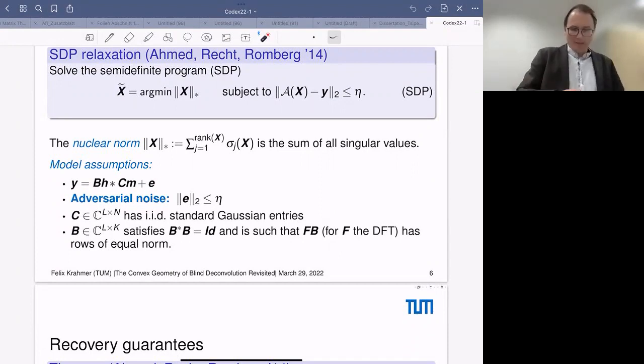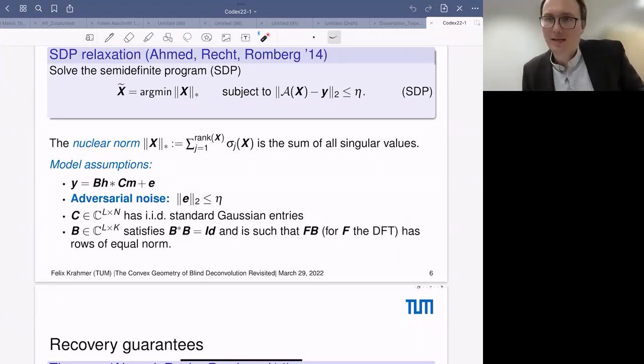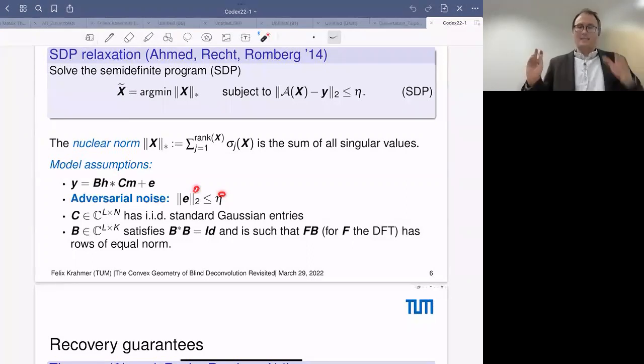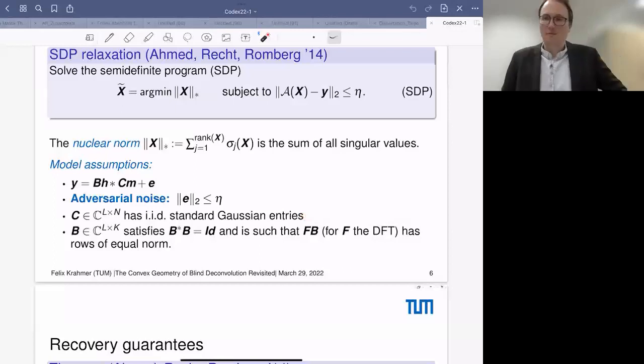And the assumptions that have been proposed here is, first of all, this form here, B H convolution C m plus noise. Then the model that they are working with, that we will also be discussing here, is what nowadays is sometimes called adversarial noise, in the sense that we don't assume that E is following a certain random distribution. We just assume that its magnitude is bounded by some value of eta. And then the additional assumptions are that we introduce some type of randomness.